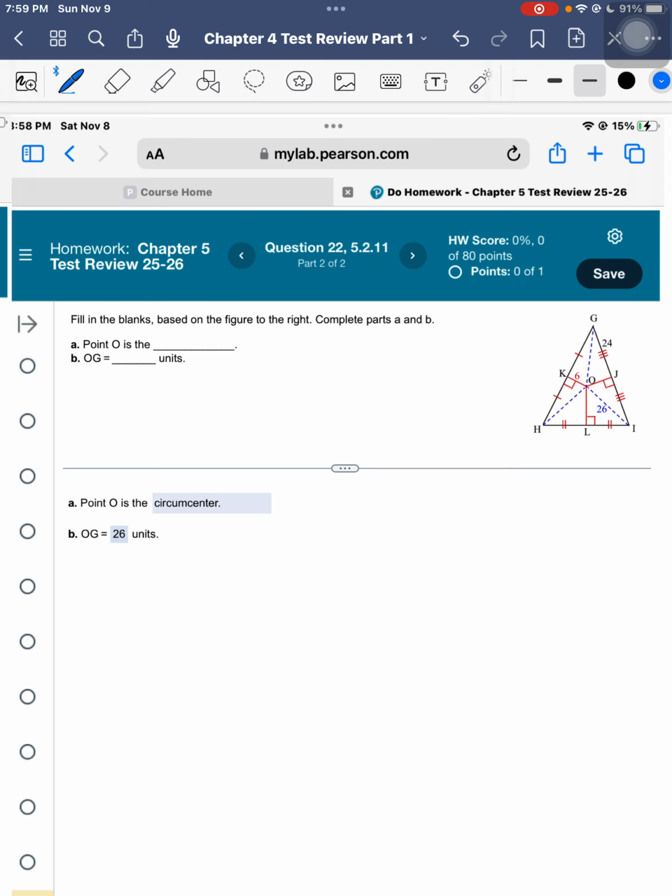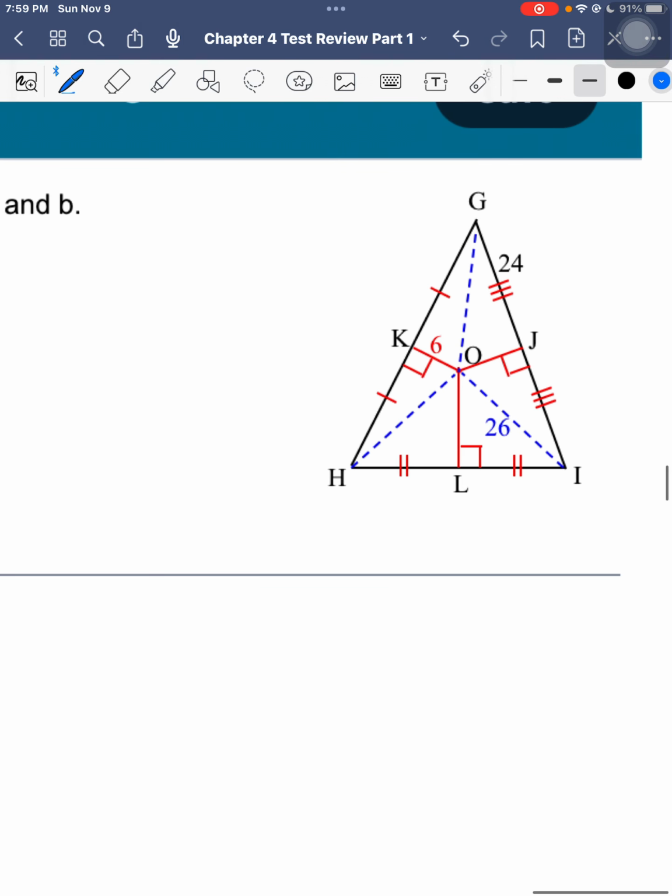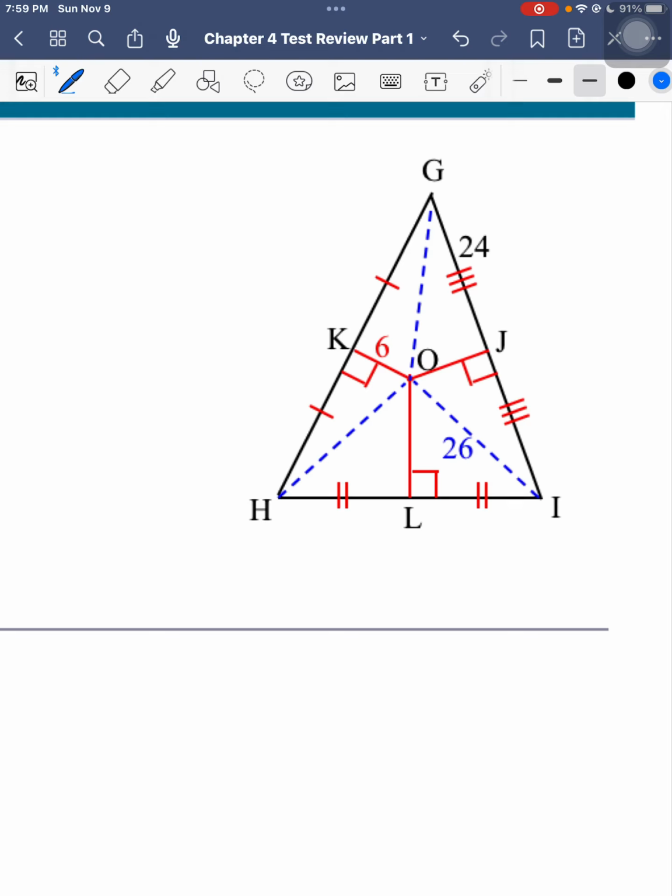All right, so point O is the blank. Let's look at point O. It looks like there are 3 segments meeting at point O: OJ, KO, and LO. These segments are all called perpendicular bisectors. Why? Because each one forms 90 degrees and is also bisecting. That means KO, OJ, and OL are all perpendicular bisectors.